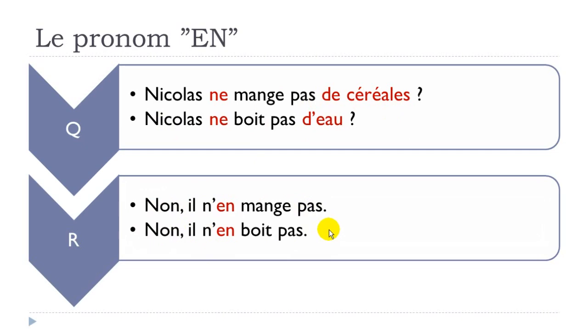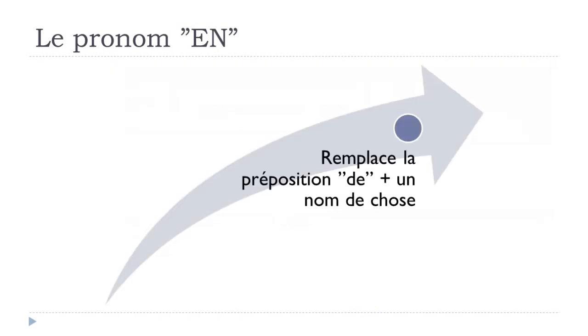Okay, so the concept is still the same. You put your pronoun here and here before your verb. And then, as usual in French, normally you should have your ne coming here, but then look, the pronoun is starting with a vowel, it's starting with e, okay? So you should take this e away, all right? Il n'en mange pas, il n'en boit pas, all right? And then, le pronom en, what it can replace, the preposition de plus a noun, and especially a noun for a thing.